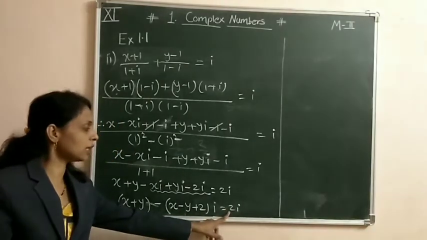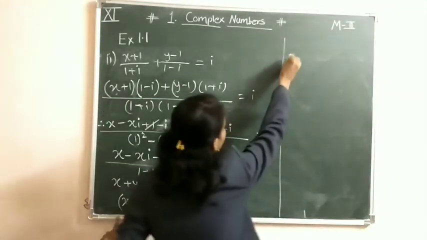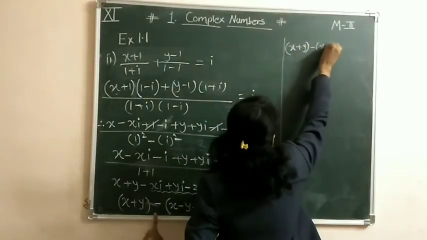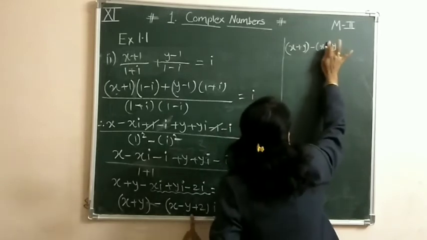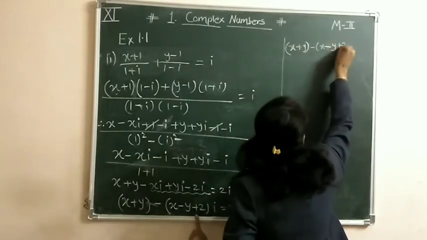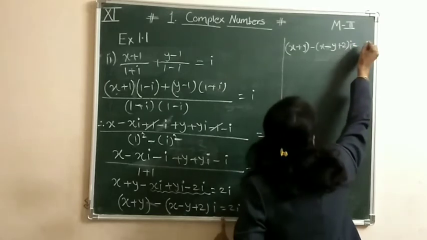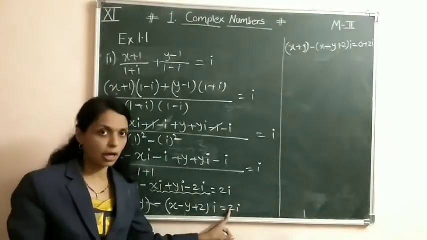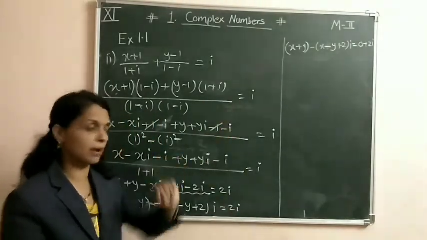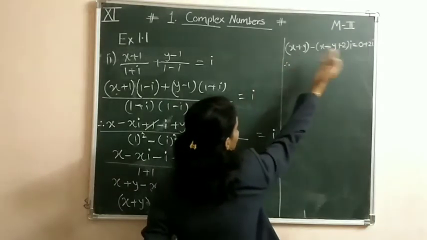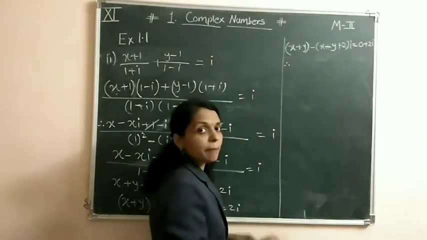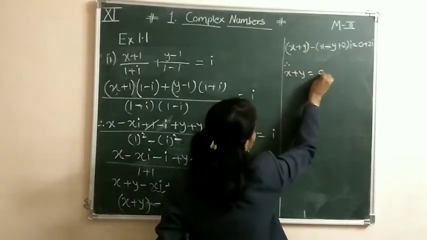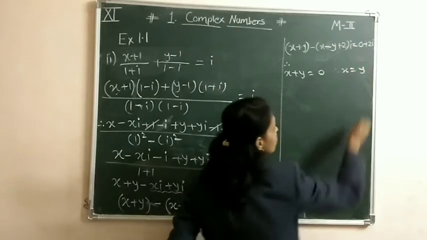Now compare this. Now this is just an imaginary term, so we can write it as x plus y minus x plus y. Sorry, x plus y plus i times (negative x minus y plus 2) is equal to 0 plus 2i. This is a purely imaginary number, but we can write it in the form of 0 plus 2i by comparing. Therefore, now these both complex numbers are equal. So compare real to real and imaginary to imaginary. x plus y is equal to 0. Therefore, x is equal to y.